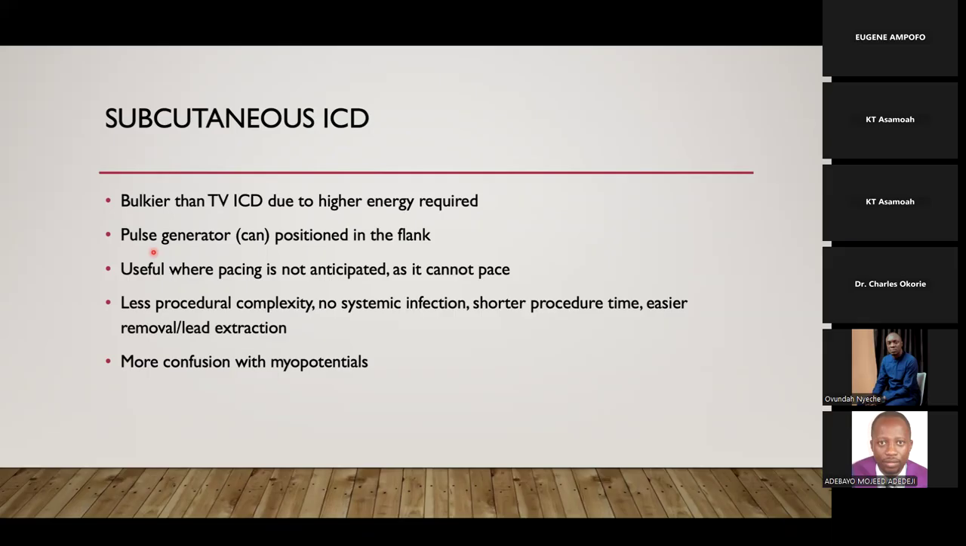The one other drawback is that because it is subcutaneous, there's a chance that it can confuse myopotentials for electrical activity. So if, for example, you have someone who has a lot of shivering artifacts and the device picks that up as electrical activity, it may read it as an arrhythmia and end up unnecessarily delivering a shock.